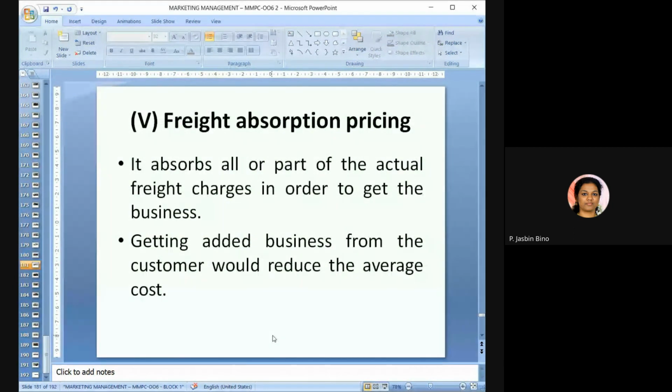Then freight absorption pricing. It absorbs all or part of the actual freight charges in order to get the business. Normally, when they are fixing the price, they'll cover all the freight charges in the price of the product, mainly for getting business. They'll not charge extra for delivery. All the delivery charges will be included in the price of the product.